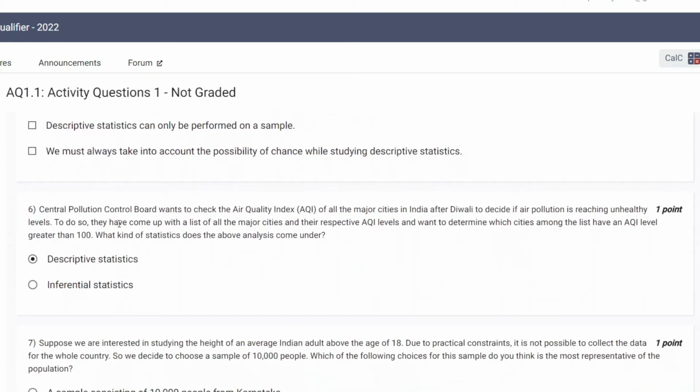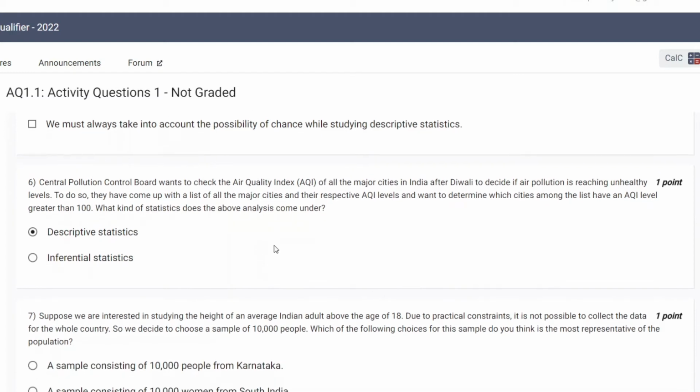Central Pollution Control Board wants to check the air quality index of all the major cities in India after Diwali to decide if air pollution is reaching unhealthy levels. To do so, they have come up with a list of all the major cities and their respective AQI levels and want to determine which cities among them have an AQI level greater than 100. What kind of statistic does the above analysis come under? It is a descriptive statistics because it includes all cities.